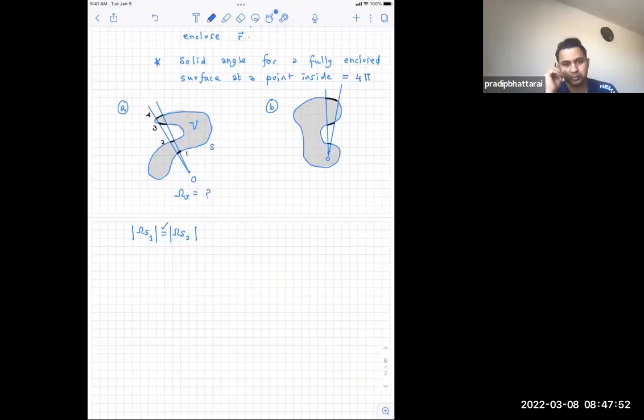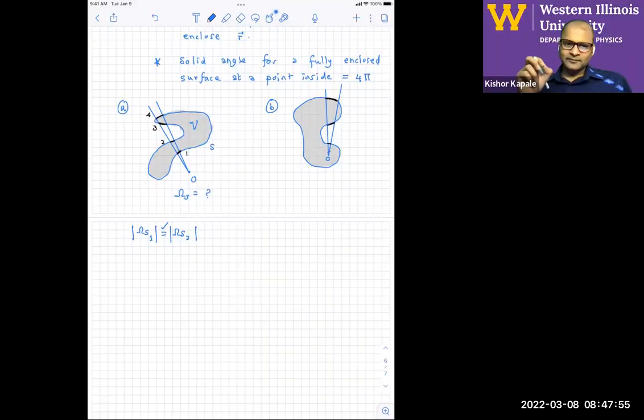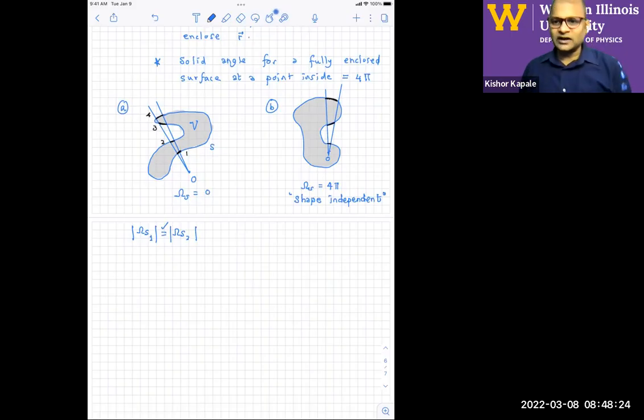So that means if you're inside the volume, it doesn't matter what shape your volume has, the solid angle omega s is always going to be 4 pi. So this is shape independent. And that's something that's crucial and important about it. And if you are outside of that volume, it does not matter what the shape of the volume is or whether it is spherically symmetric or not, you are going to get the total solid angle to be 0, right?